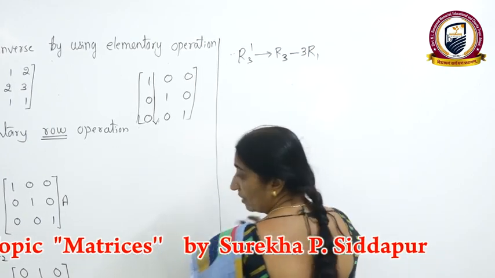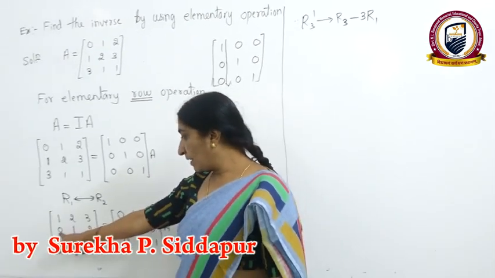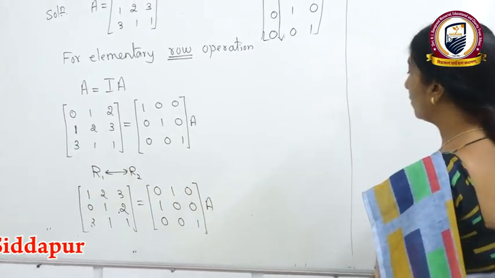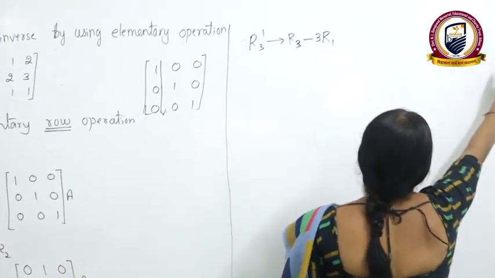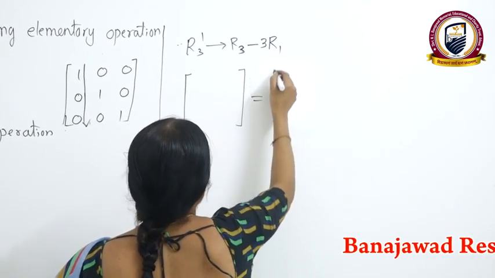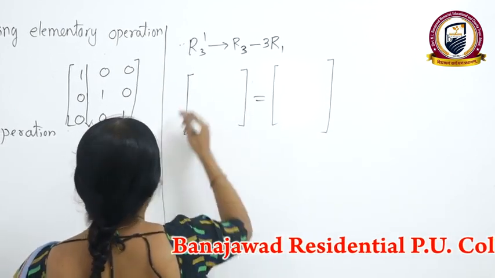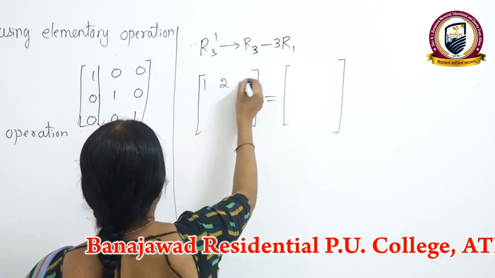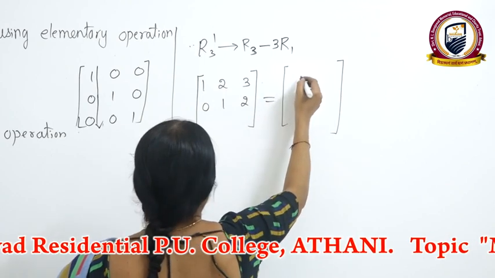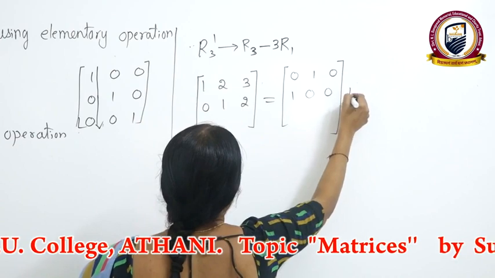Why R1? The question arises. Why not R2? If you multiply with R2, this will be 0. The value will not change. That's why we are multiplying with the first row. Then on the side, write on that condition, write the values. Before that, write the first and second row as it is. 1, 2, 3. 0, 1, 2. And 0, 1, 0. This will be 1, 0, 0.